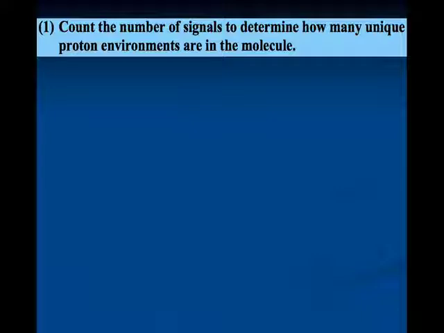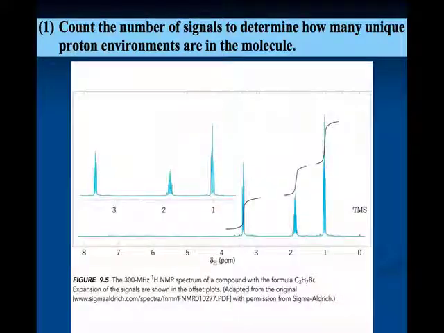The first thing you're going to do when you look at an NMR spectrum is count the number of signals to determine how many unique environments there are in a molecule. The very first thing you do is you count the signals. So if I was to look at this example, we don't count TMS because that's the standard, so we just cross out the thing at 0. How many signals do we see? We see 3 signals.